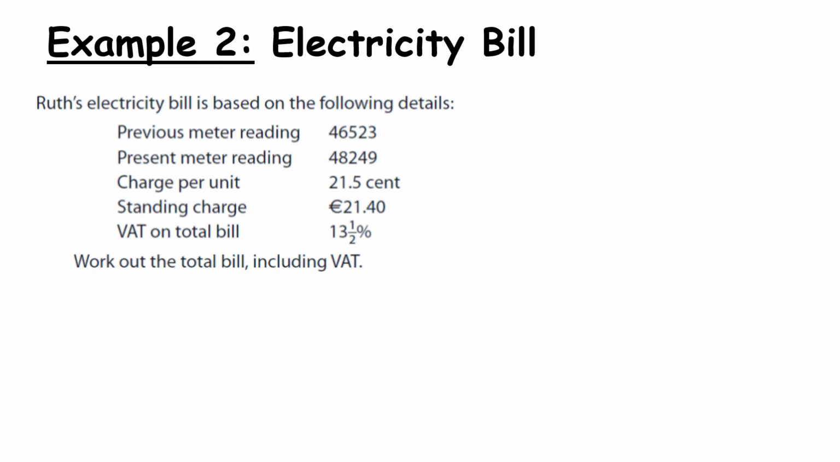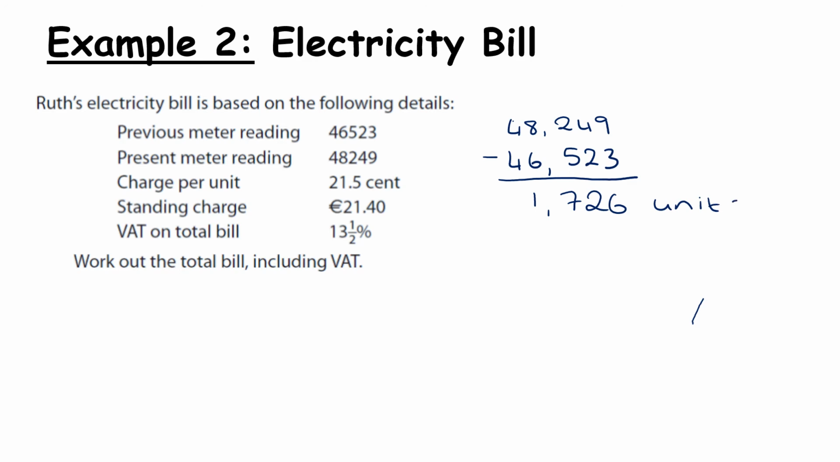So the first thing we're going to need to do is understand how many units Ruth used in this period. So we take her present meter reading, so that is what it currently reads, and we take away her previous reading, and that's what it was at the time of her last bill. By taking these two away, we're going to get how many units she used in this period. So maybe it's a month, maybe it's 2 months, they didn't say. To be honest, it doesn't matter, it's not relevant. So when we take these away, she used 1,726 units.